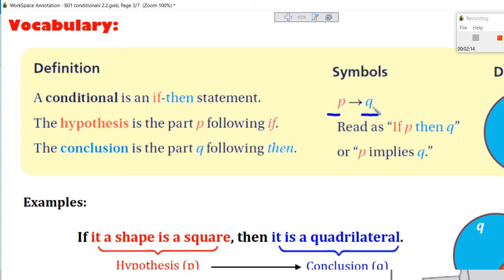Here's also a diagram for it. If P, then Q. Notice P is the smaller one, Q is the bigger one, just like how we could say if you were in Massachusetts, you were in New England, right? The smaller inside the bigger. The hypothesis is the part P. So P is your hypothesis, and Q is called your conclusion. It follows the then.